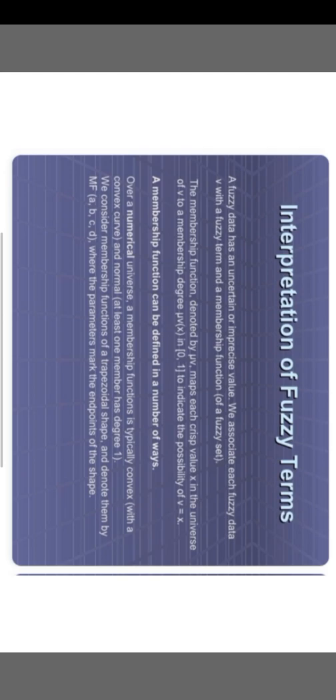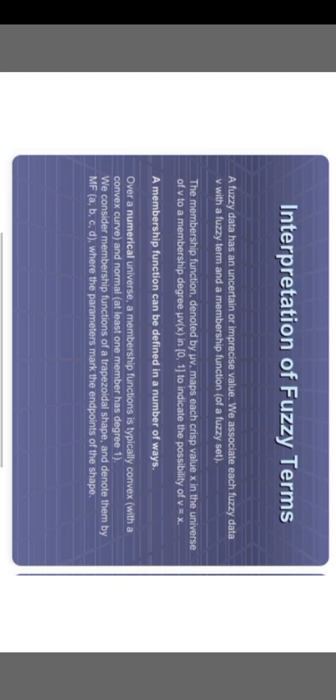Here, the membership function denoted by mu v maps each crisp value x in the universe of v to a membership degree mu v of x in [0, 1] to indicate the possibility of v being equal to x. The membership function can be defined in a number of ways. Over a numerical universe, a membership function is typically convex with a convex curve and normal. At least one member has degree 1.